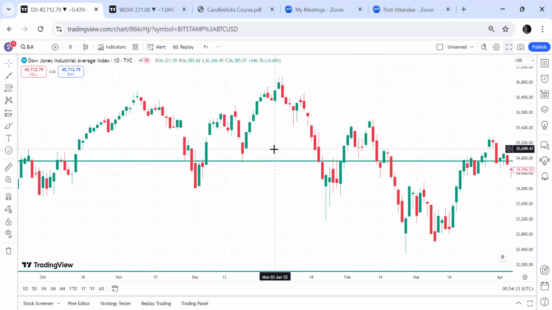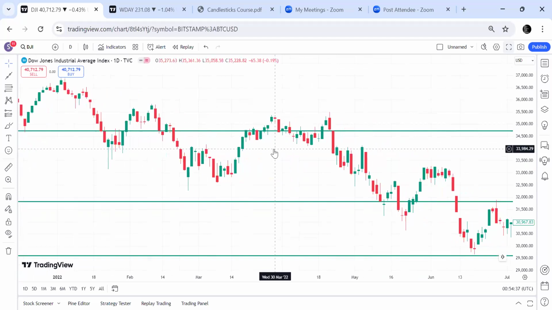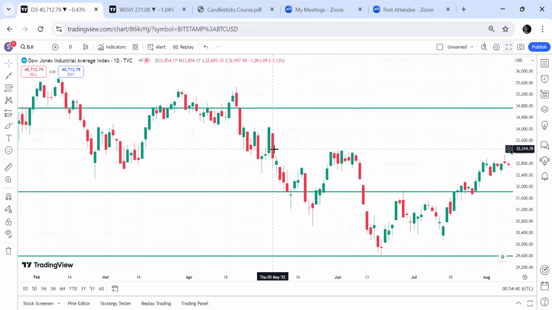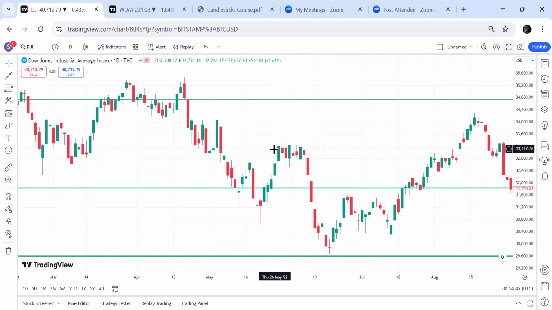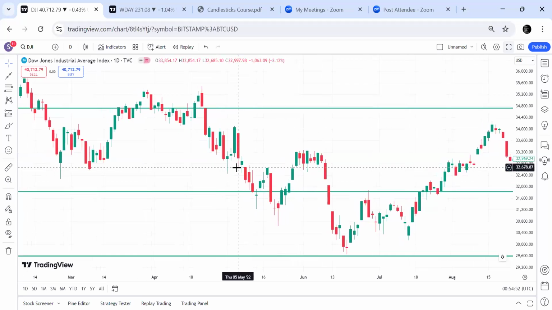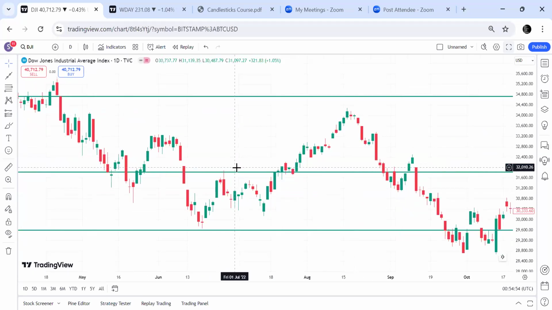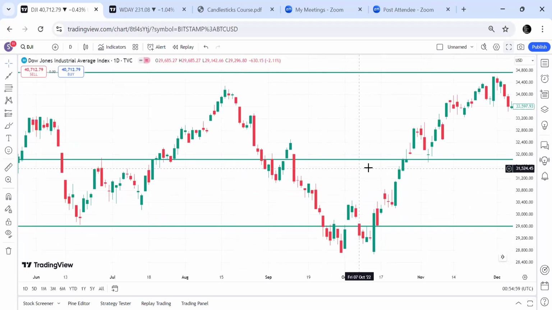And when the price is falling, and then if the bearish pin bar forms, for example, as you can see, it's 12th October 2022.